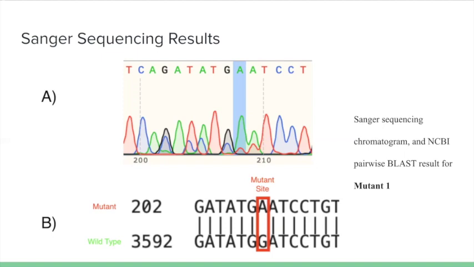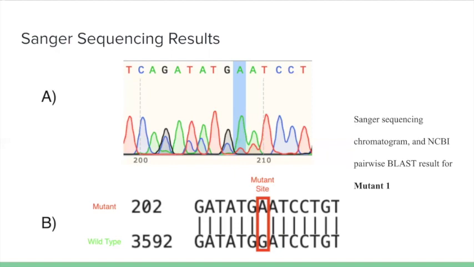And we also conducted a pairwise blast for all of our sequences. And again, only mutant one returned a legible result. And in both figures, we can see that there's the presence of an adenine, and this is in line with our previous data, which shows that the original wild type contained a guanine that was converted into an adenine, and this introduced a stop codon that likely resulted in the premature termination of transcription.